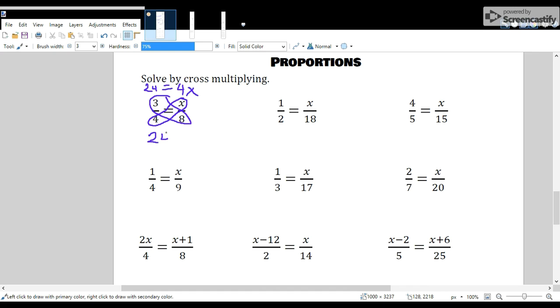So we have 24 equals 4 times something. To find out that something, we could divide each side of the equation by 4. 24 divided by 4 is 6. So x equals 6. For this particular question, you could have also seen that 4 times 2 equals 8. So 3 times 2 equals 6.